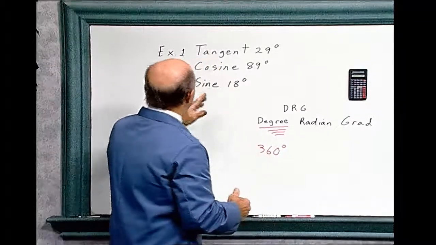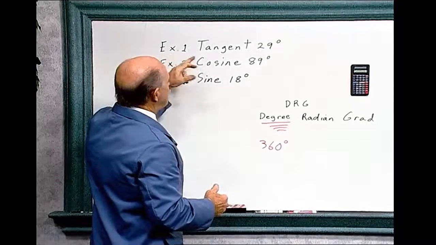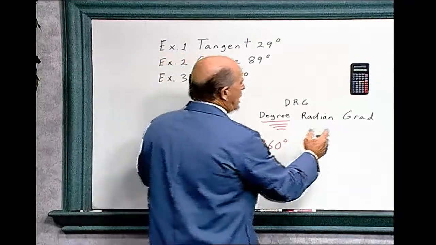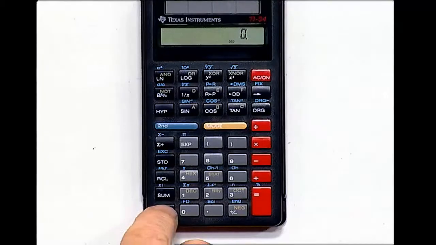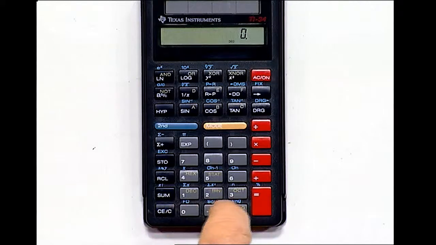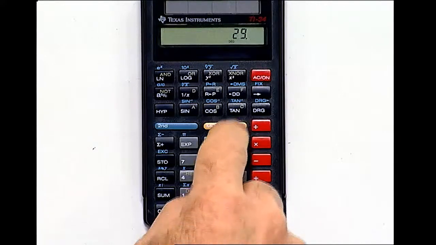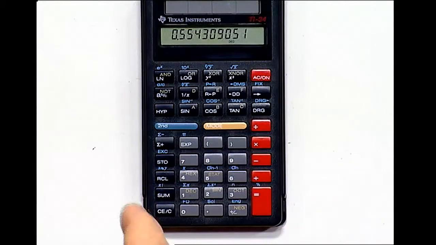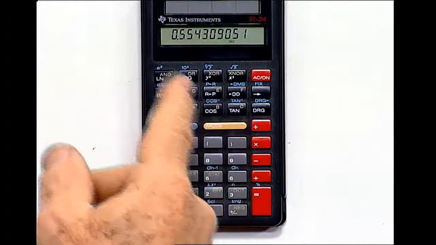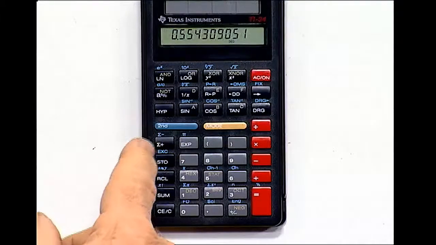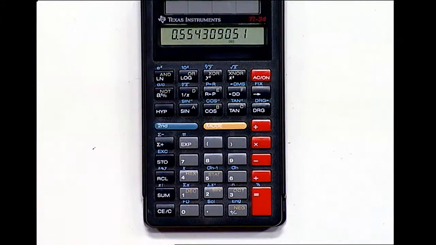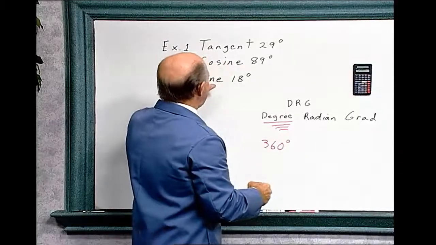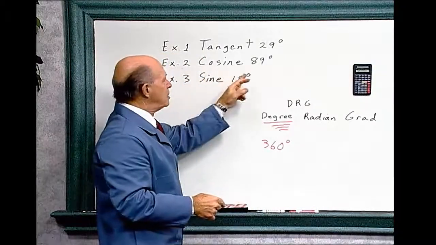So let's look at example 1, tangent of 29. It's a good habit to get into, pressing clear all the time. You don't always have to, but it's a good habit. 29 tangent equals 0.554309, rounded to 5 places would be 0.55431. Let's look at example 2, cosine of 89 degrees.